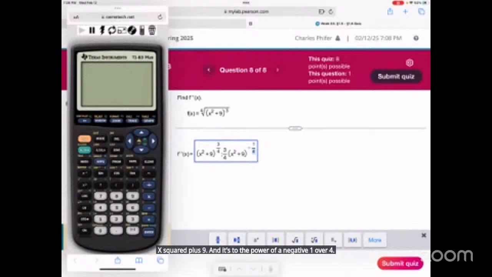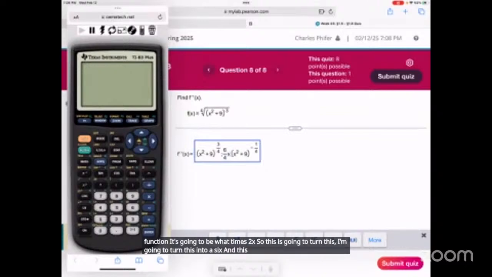That's the outside function times the inside function, which is going to be what? Times 2x. So this turns into a 6, and this is an x, over 2.